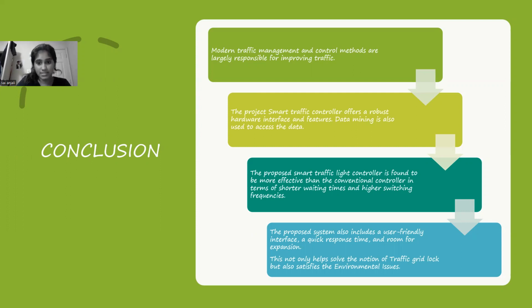The proposed smart traffic light control is found to be more effective than a conventional controller in terms of shorter waiting time and higher switching frequency. The system also is user friendly, and it has a quick response time and room for expansion in the future. This not only solves the problem of traffic deadlock but also satisfies the environmental issues.